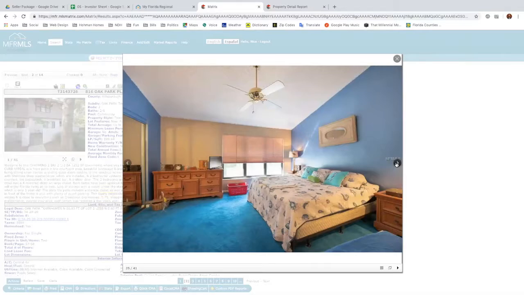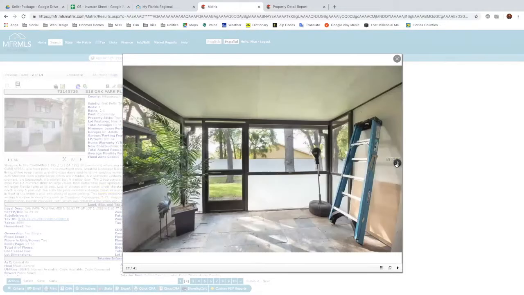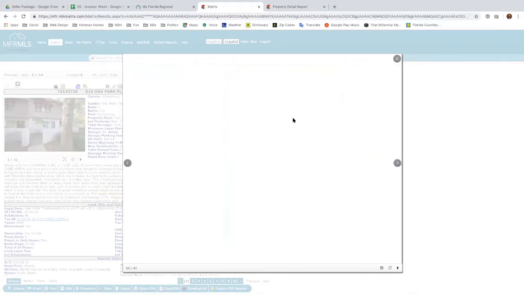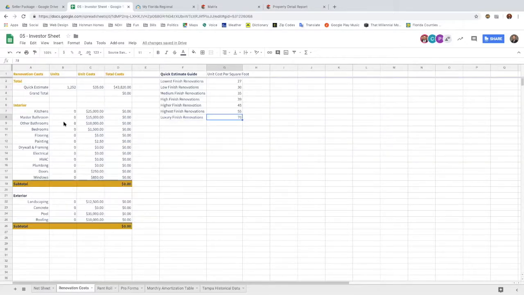So we can get a good understanding of, if we kept everything as is today, here's about what we expect to pay for it. Here's about what we expect to renovate it. But if we do some renovations, here's what we can expect to get for it on the back end. So kind of taking a look at that and knowing that information, we can go to our renovation costs tab. So if we go to our renovation costs, we get a couple of different factors that we can estimate.